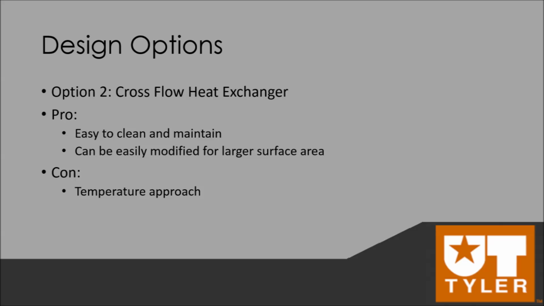The second type of heat exchanger to be considered is a cross-flow heat exchanger that has the hot and cold airflow across each other perpendicularly. This type of heat exchanger is compact with multiple plates that allows for easily modifiable design for a larger surface area that allows for good amount of heat transfer.